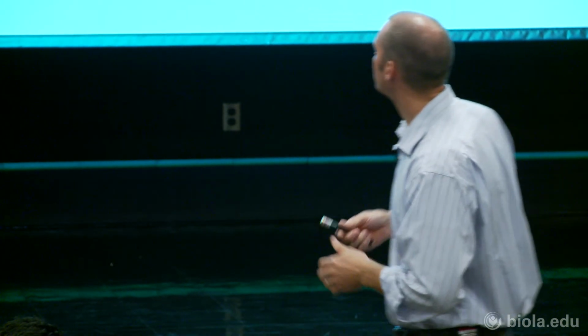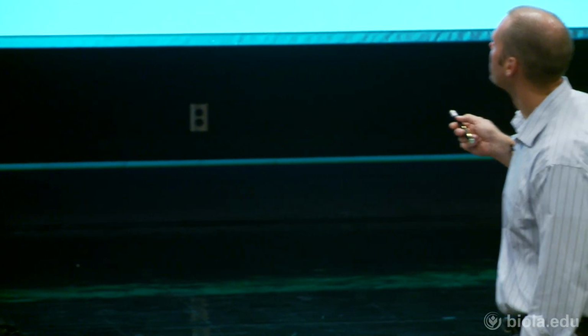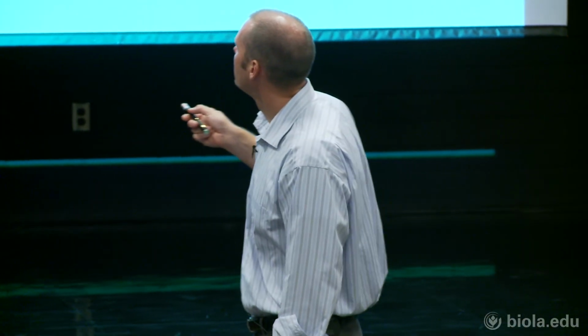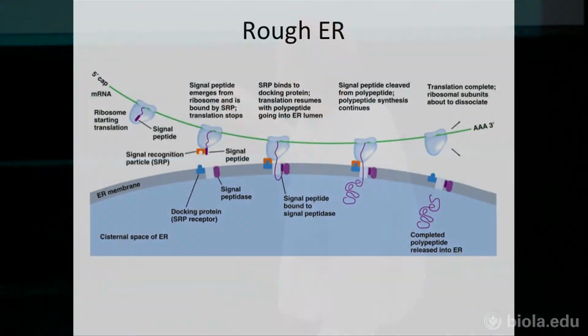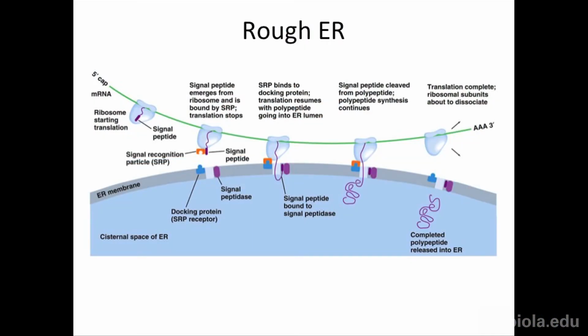Now, a lot of proteins, however, have to be specifically made at the ER, at the rough ER. And the mRNA actually tells the cell that I'm the kind of protein that needs to be made in the ER. So here's a ribosome sitting down on an mRNA. Here's my 5' end. It's sat down, and so far it's made a little bit of protein.